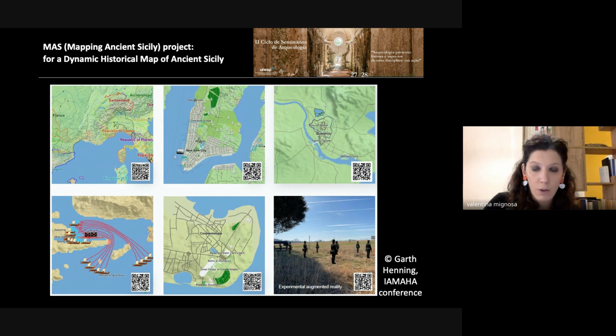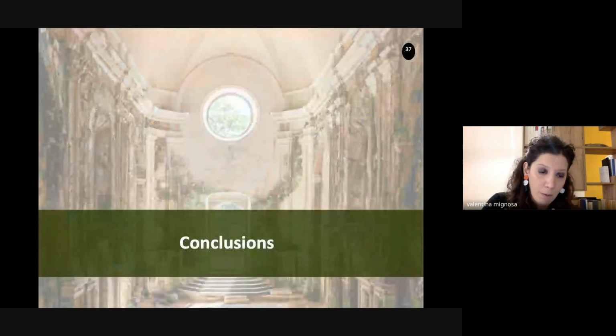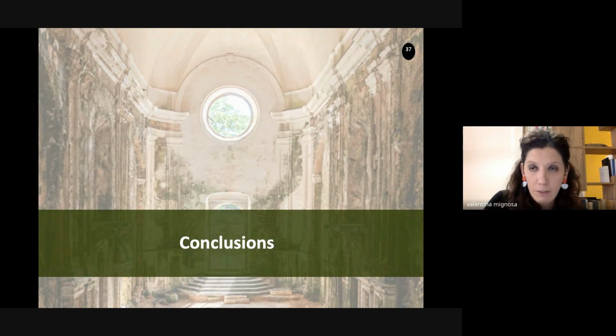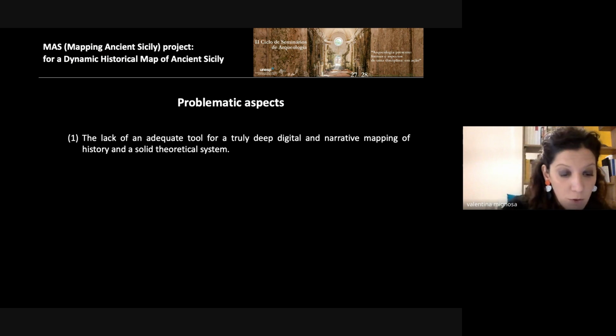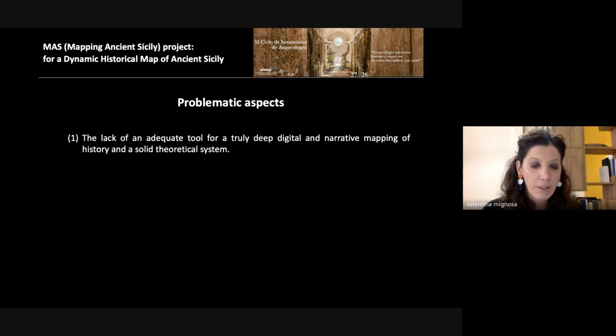So just to conclude, we would like to conclude this paper with some final thoughts, hopefully relevant to the discussion or the debate. The preliminary work for the Mapping Ancient Sicily project revealed three problematic aspects. Firstly, the need to develop or find a tool that meets the needs of historical research. The applications used, QGIS and Running Reality, have partially satisfied our need to visualize data in space and time, but a digital and narrative deep mapping of history capable of descriptive granularity remains a distant goal for us.